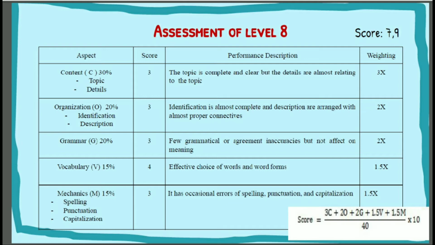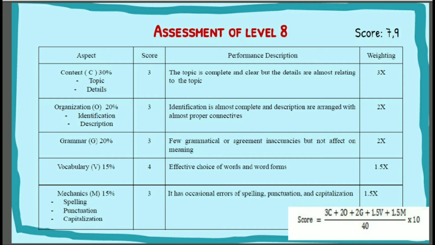The next aspect is organization. The score for this aspect of this writing is 3. And its performance description: identification is almost complete and descriptions are arranged with almost proper connectives. And the weighting is times 2.